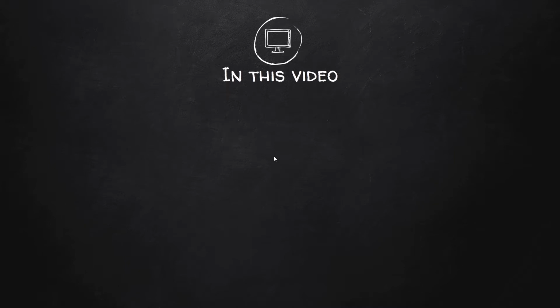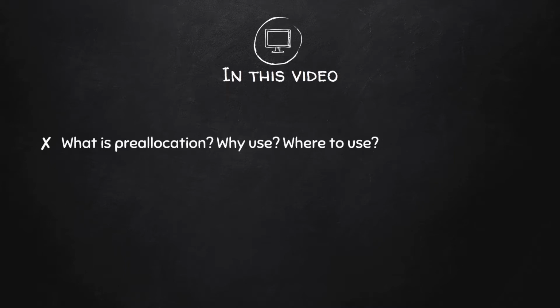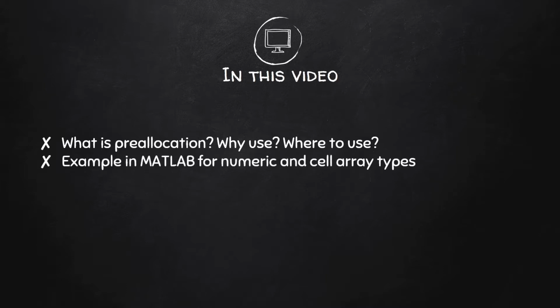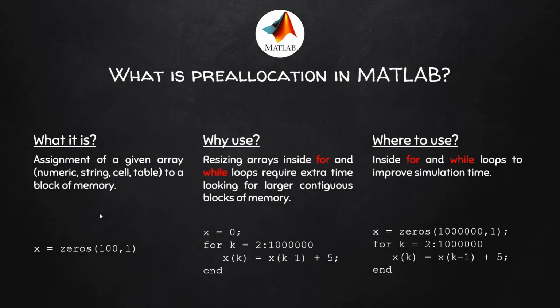In this video, I'm going to show you what is preallocation, why to use it, where to use it, and I'm going to give an example in MATLAB for numeric and cell array types. So what is preallocation? Preallocation is the assignment of a given array, it can be a numeric, string, cell, or table type array, to a block of memory.